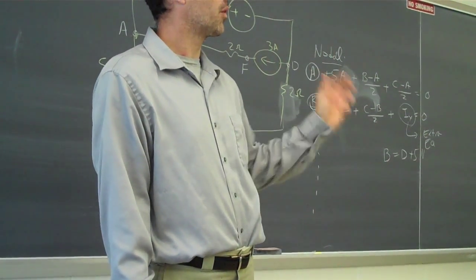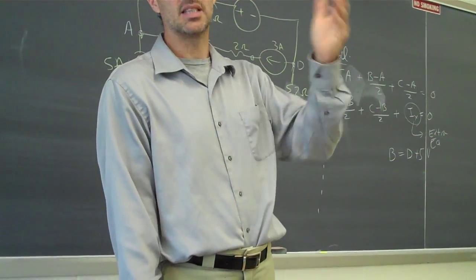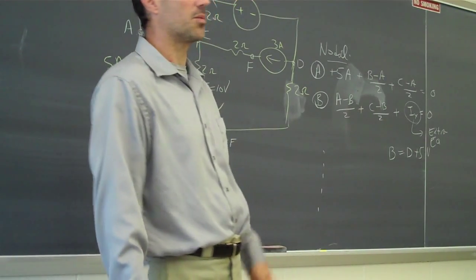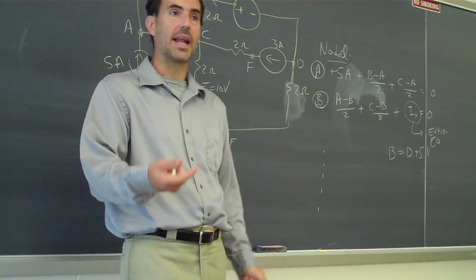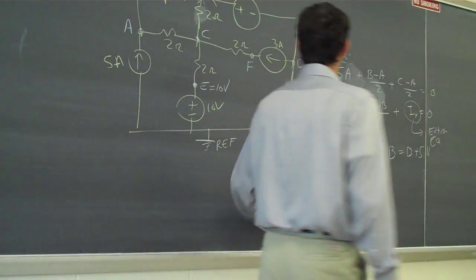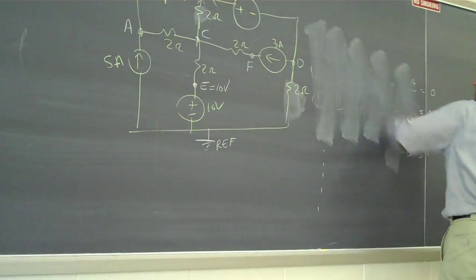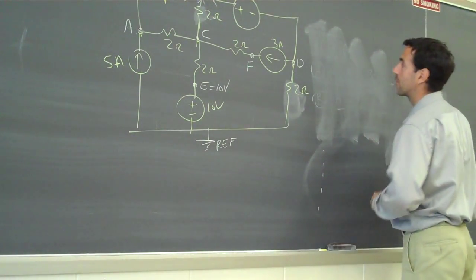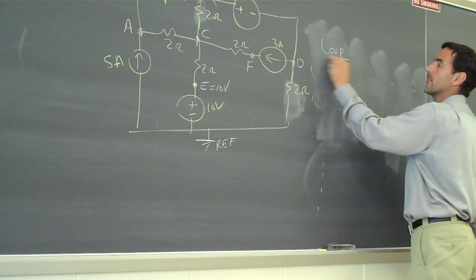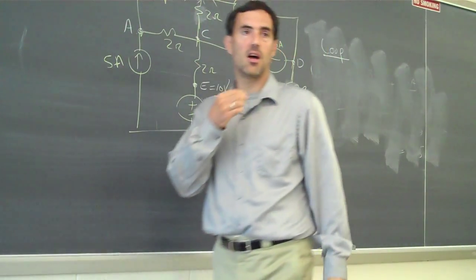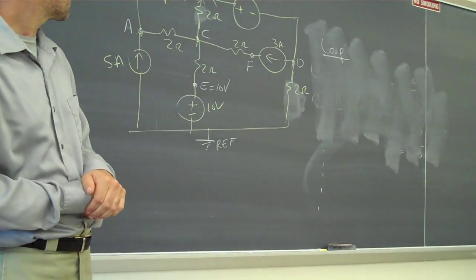Analysis, but I want to look at a loop that involves a voltage source, that's easy, and a loop that involves a current source, which is harder, and we'll show how we get out of the same trouble. So for loop analysis, I'll begin by identifying the different loops.